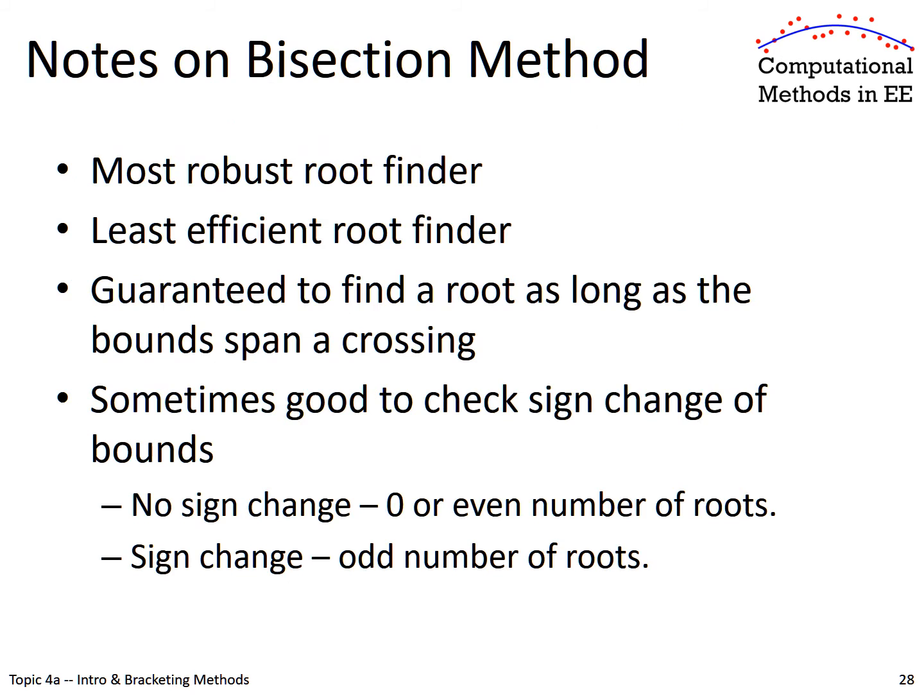Some party notes on the bisection method. This is by far the most robust root finder. As long as we have two bounds that span a single crossing, this will find it. It will not fail. And that really can't be said about the other methods. The problem with it is that it's the least efficient root finder. It can take a while.